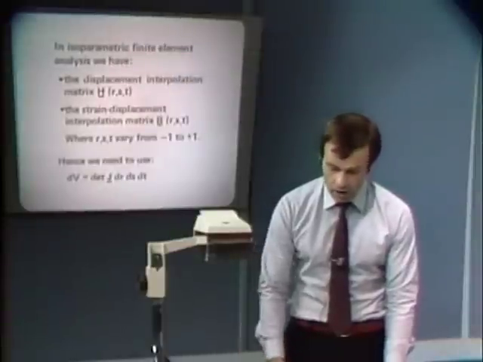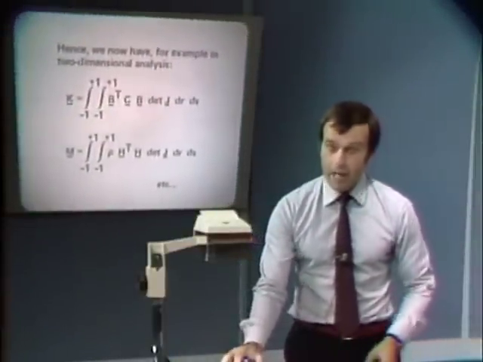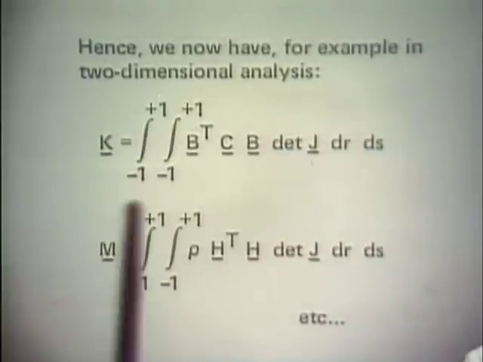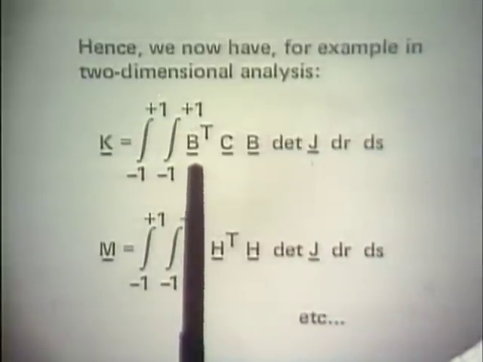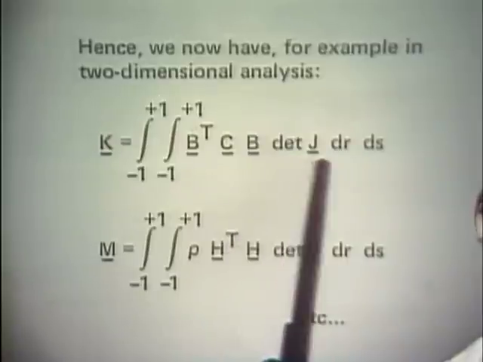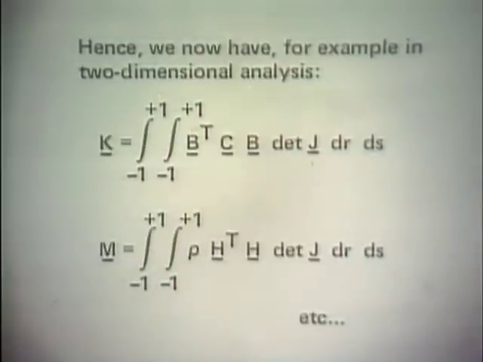We discussed that earlier. And just to refresh your memory again, what we came up with is that the stiffness matrix K, for two-dimensional analysis, is given in terms of B transpose C B times the determinant of J, dr, ds, and we are integrating from -1 to +1. The mass matrix is given as shown here, where H is, of course, once again, the displacement transformation matrix, and rho is the mass density.